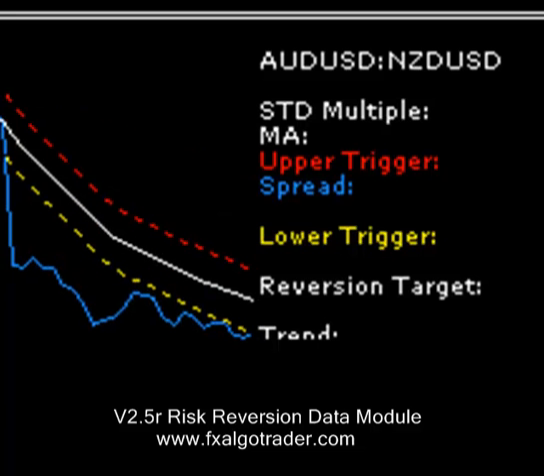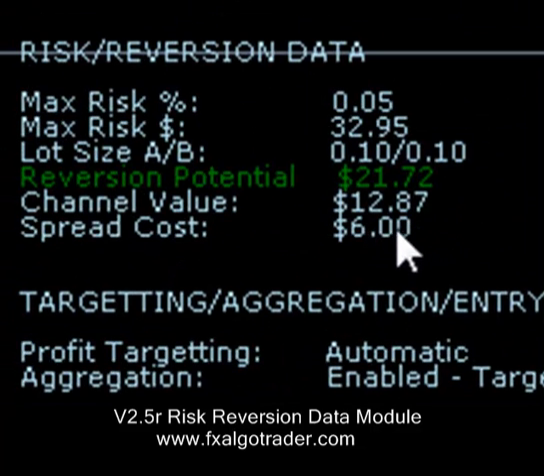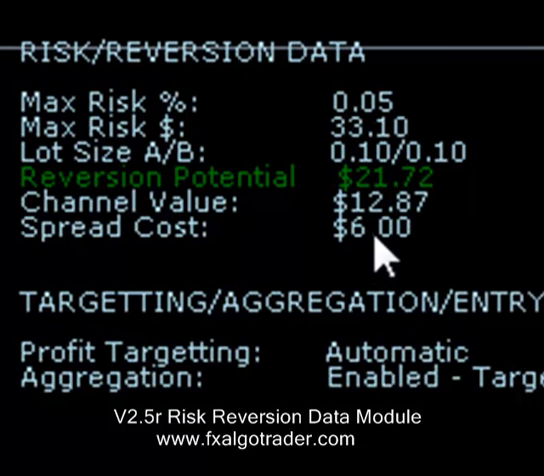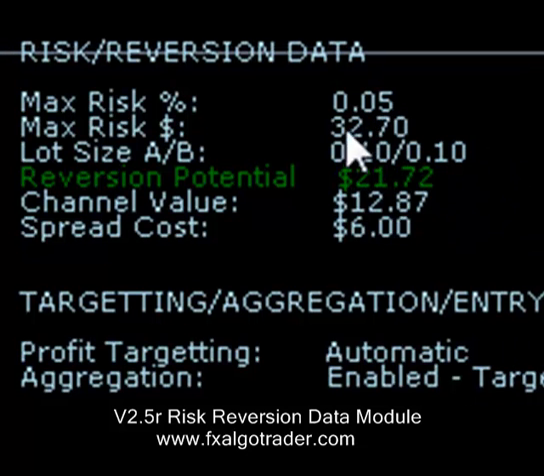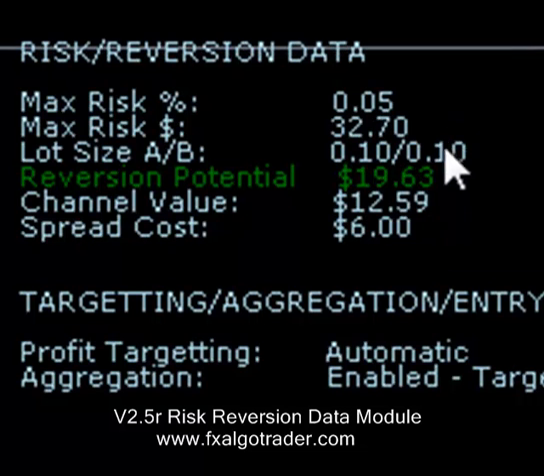Going back to our 15-minute chart, we can see that we've got a channel value of $12.87. We've got a spread cost of $6. If we look to trade the full width of the bands from the upper band to the lower band, we look at about $20 at the moment. So we need to set our risk a little bit above that. I've set the risk at 0.05% of account equity, so we're looking at $33 or so.